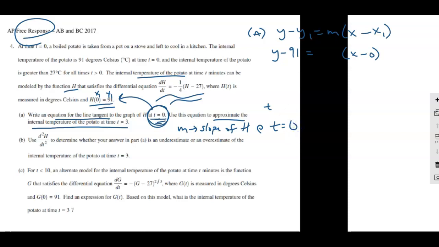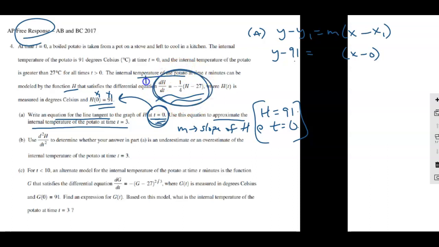So at time equals 0, we know the time at that moment is 0, but then the temperature at that moment is 91. So we know these two facts, right? That's the instant that we're trying to find the tangent line for. We had the y value, plugged it in. We have the x value, the t value. So now we need to get the slope value. But the slope value comes from the derivative.